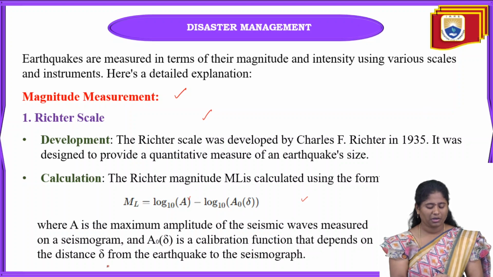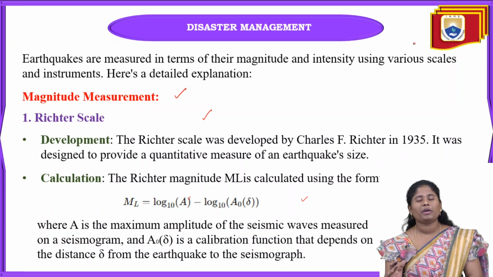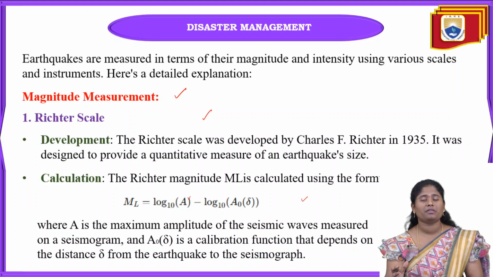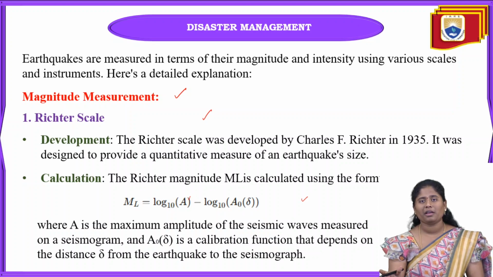And the next one is A0(delta). It is nothing but the calibration function that depends on the distance delta from the earthquake to the seismograph. Why? Because for earthquakes, we have to keep seismometers here and there. In some areas like Japan, we already know that it is very common to get earthquakes in that country.